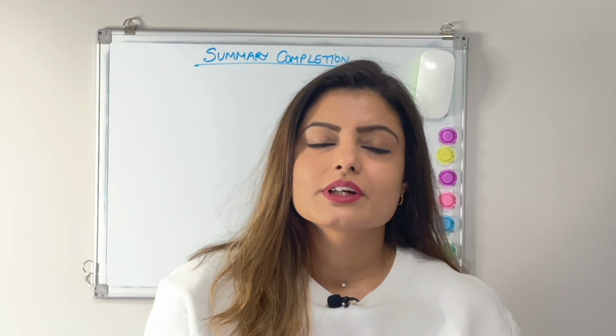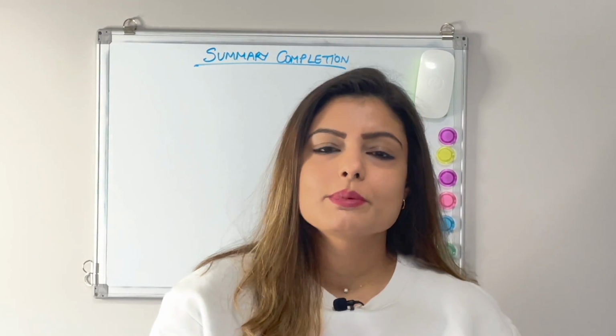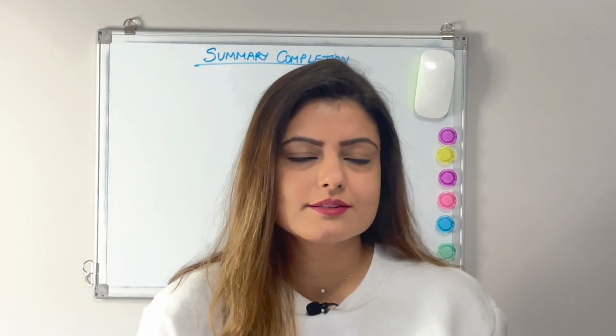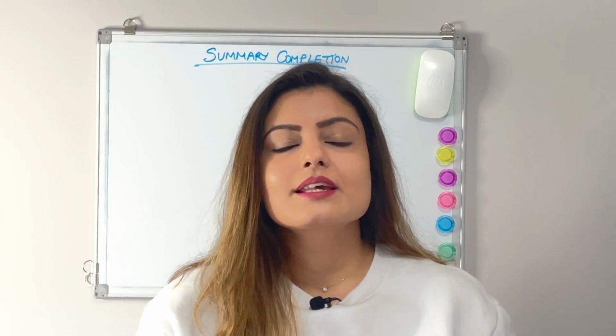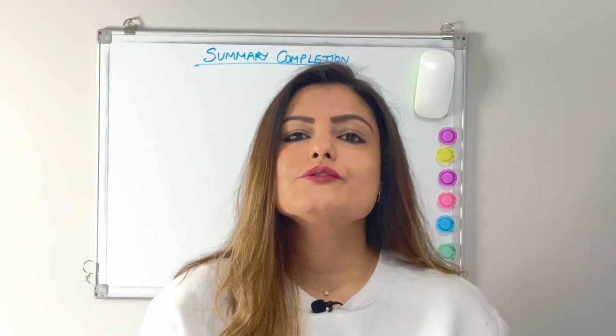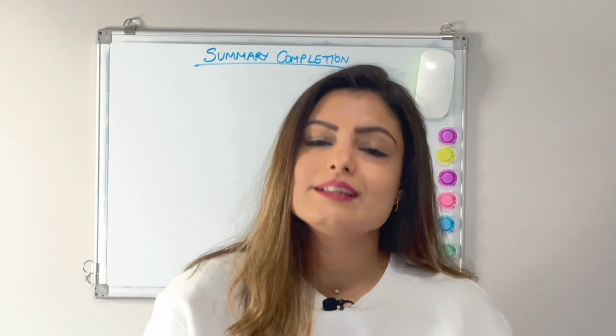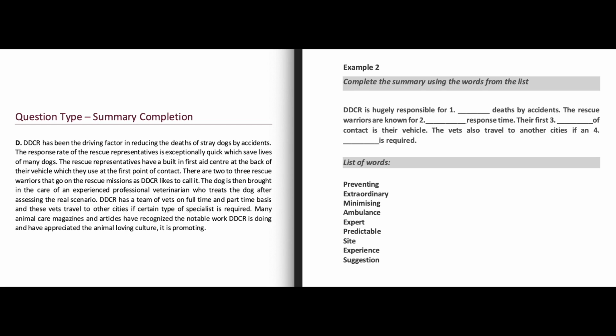It's not that difficult. As long as you understand the meaning of the text, you would be able to find words pretty easily. Now I'm going to show you another text, and in this case I will be providing you with the list of words, and you have to choose the words from that list and fill up those blanks. So let's look at this example now. In this case, you have to complete the summary using the words from the list. Now let's look at the incompleted summary.